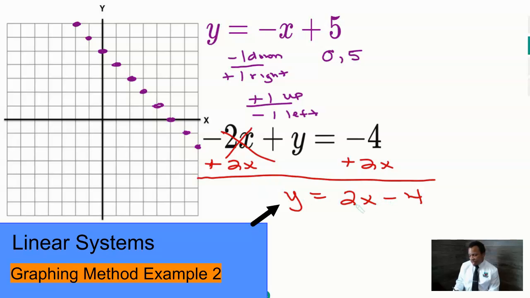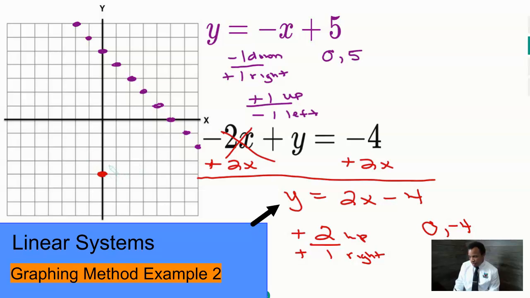Now that we have this in slope-intercept form, we can graph this just like we graphed the purple function above. Our slope would be 2. Put this over 1, and we have +2 over +1. This tells us we need to go 2 up and 1 to the right. But before that, we need the y-intercept, which is -4. So (0, -4) is where we'll start. (0, -4) is 1, 2, 3, 4 right here.